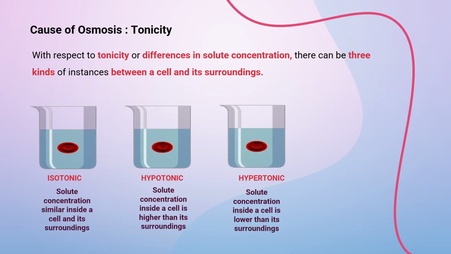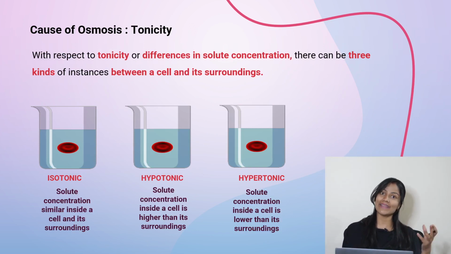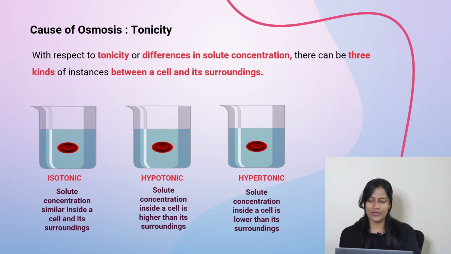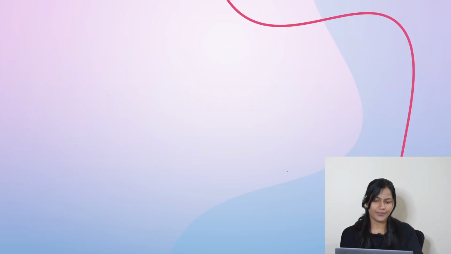Okay, so moving forward, now we are going to discuss about the causes of osmosis, right? So tonicity actually results in osmosis because there is difference in the solute concentration. There are three different types of tonicity. So talking about tonicity, tonicity is a comparative term, kids, yes.